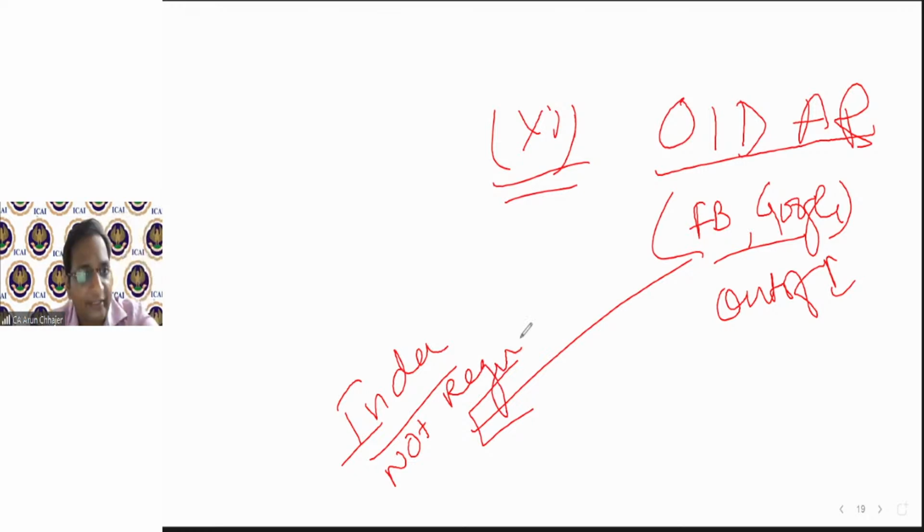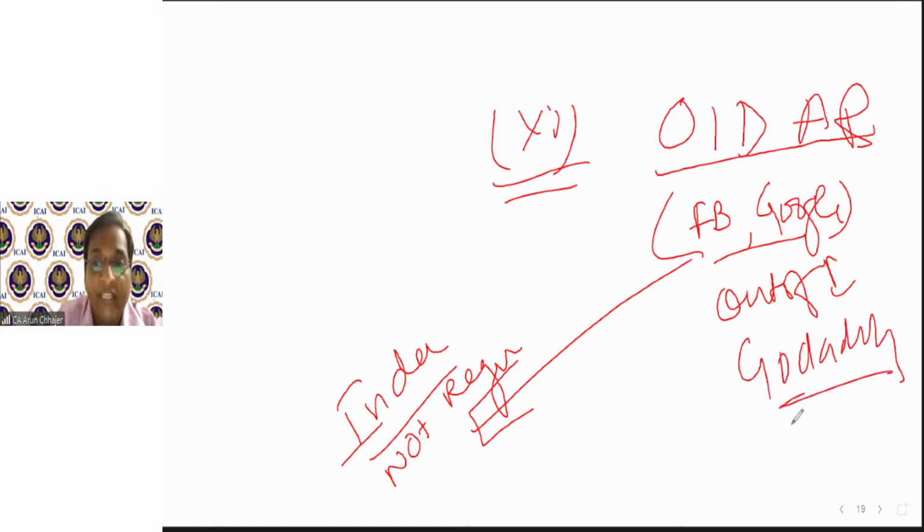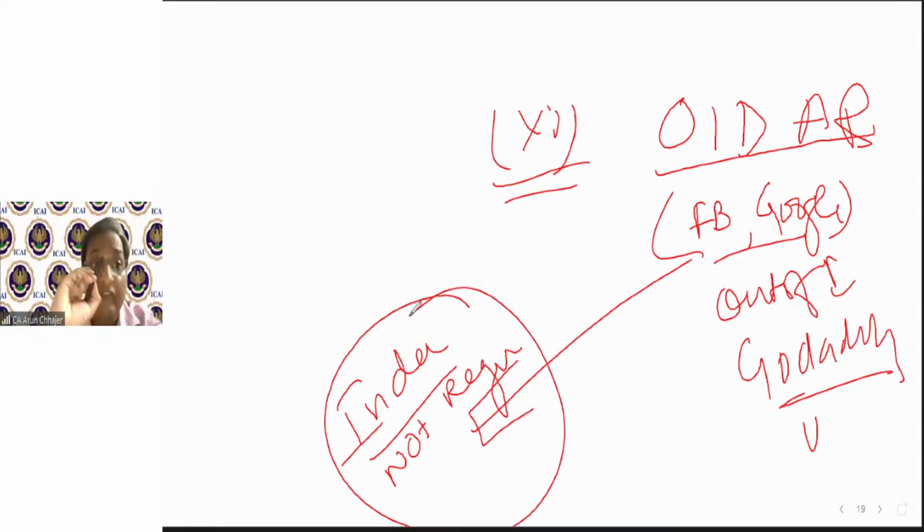Let's say I'm a student and I have made one website. I have purchased the domain from GoDaddy. From whom did I purchase the domain? From GoDaddy. GoDaddy is a company located out of India. I have taken the service of domain, purchased the domain.